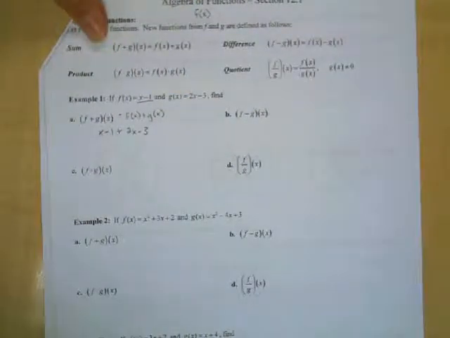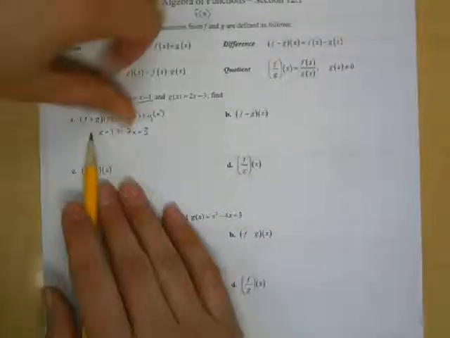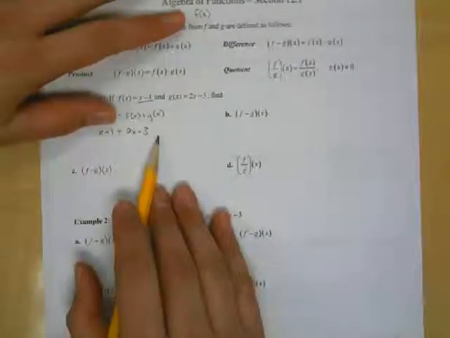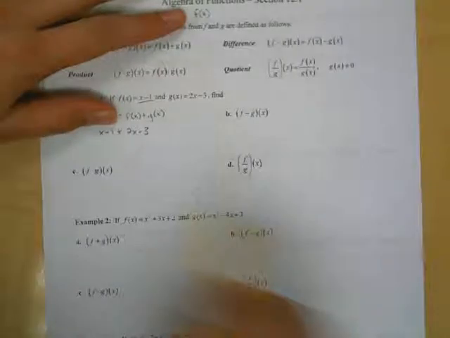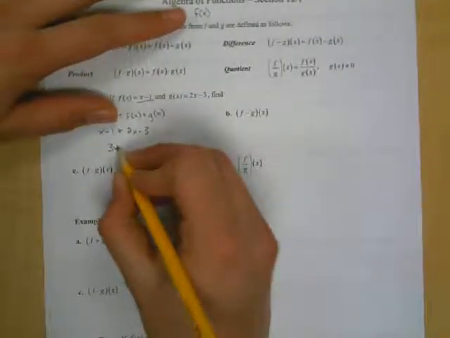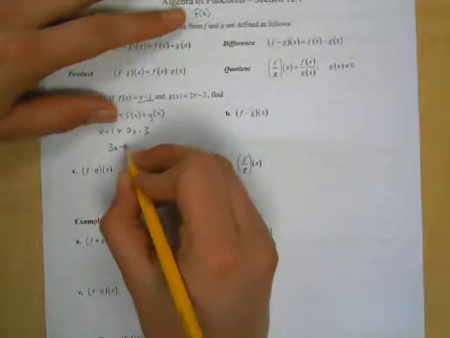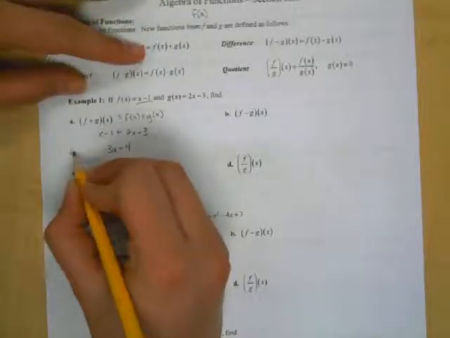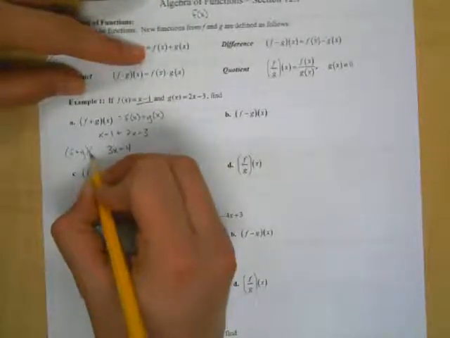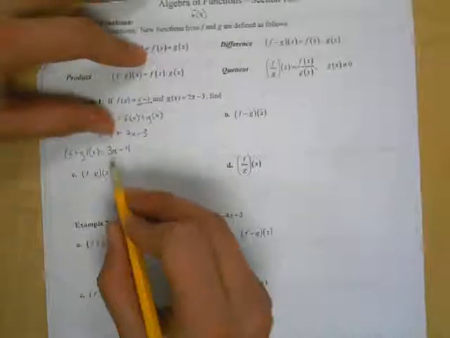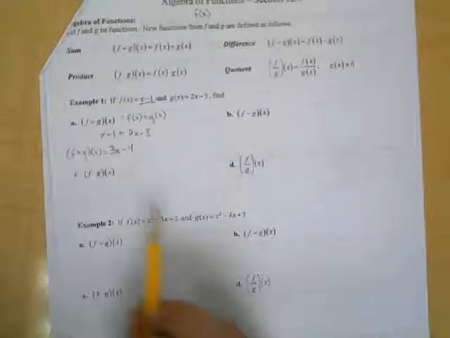Once I'm here, we're away from the notation. Now this is just basic combining like terms. So x plus 2x is 3x, and negative 1 minus 3 is negative 4. So f plus g of x is equal to 3x minus 4. It's just a matter of adding those two functions together.